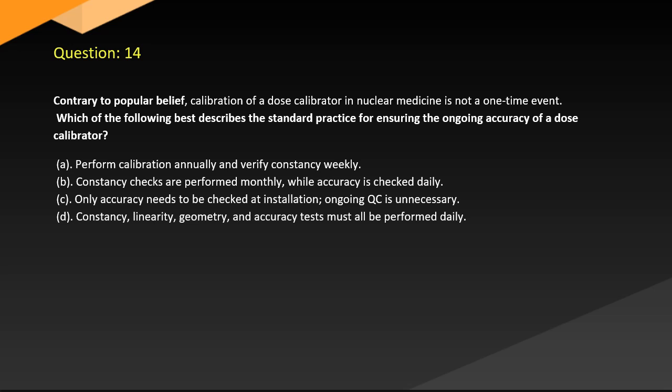Question 14. Contrary to popular belief, calibration of a dose calibrator in nuclear medicine is not a one-time event. Which of the following best describes the standard practice for ensuring the ongoing accuracy of a dose calibrator? A. Perform calibration annually and verify constancy weekly. B. Constancy checks are performed monthly, while accuracy is checked daily. C. Only accuracy needs to be checked at installation. Ongoing QC is unnecessary. D. Constancy, linearity, geometry, and accuracy tests must all be performed daily.